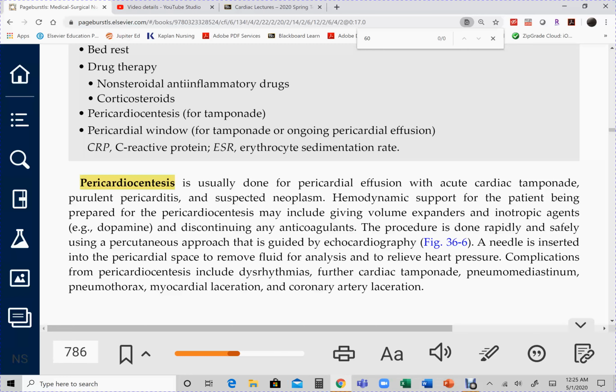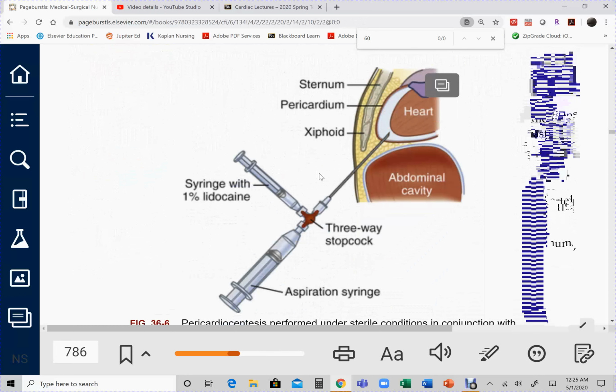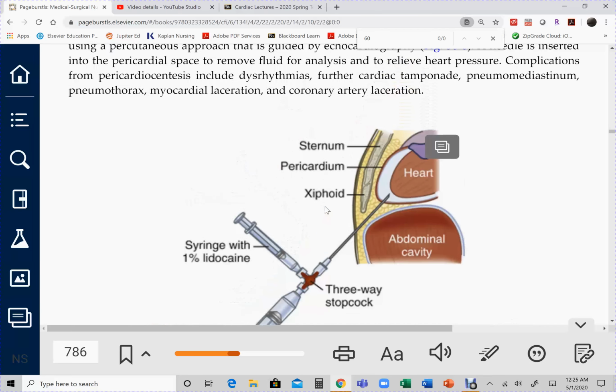So the doctor will insert about an 18 gauge, about 8 to 10 inch long needle, and insert it right here. Okay, so he'll need, of course, ultrasound guidance for this because he might go too deep. He has to know where he's going and drain the fluid.